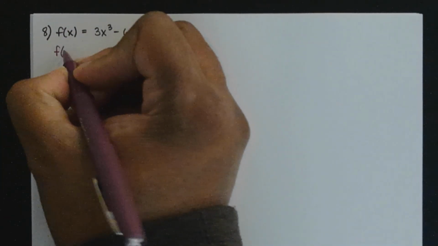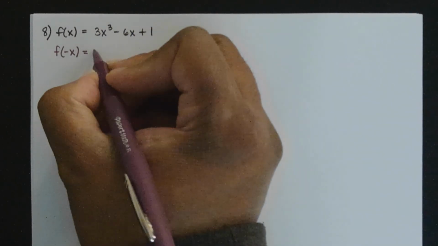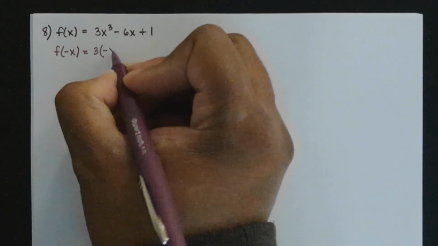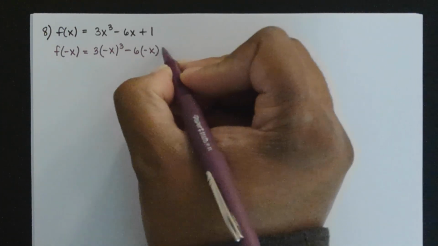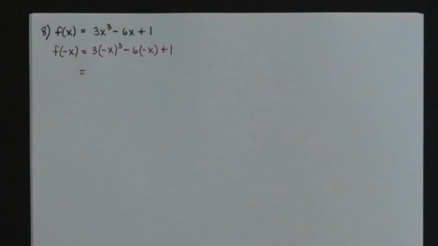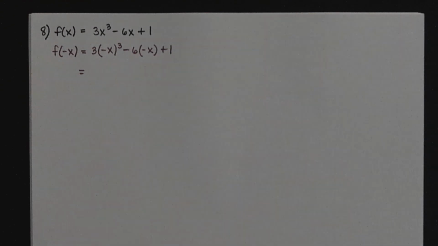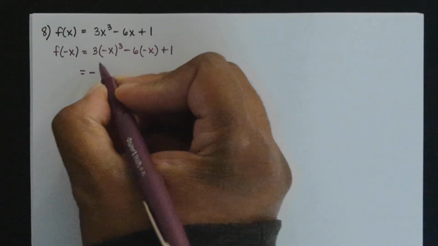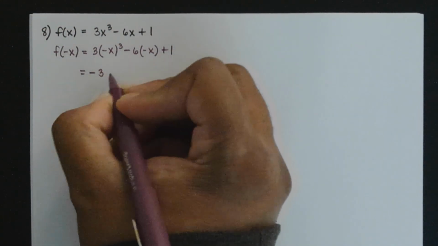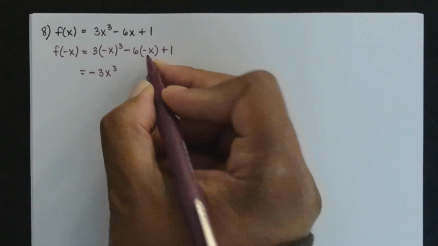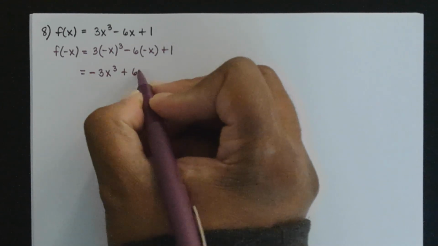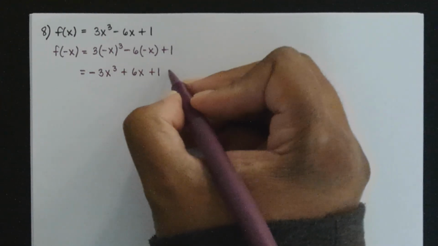So here I'm going to replace each x with negative x. So here I'm going to have 3 times negative x, and that's cubed, minus 6 times negative x, plus 1. Now, a negative to an odd power will always be negative. Then I'm going to bring down the 3. That x will be to the third power. So I have negative 3x cubed minus 6 times the negative x will make that a plus 6x. And then I'll bring down the plus 1.